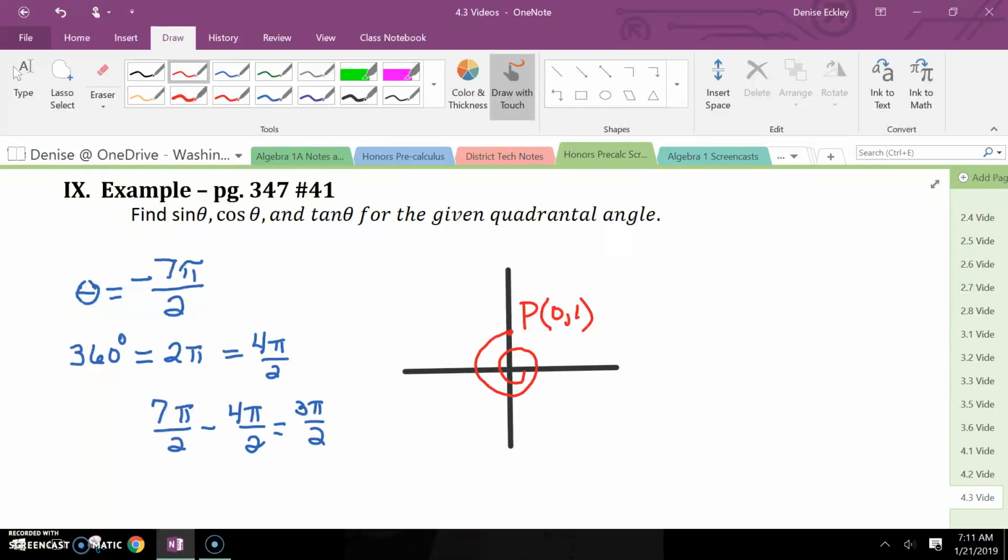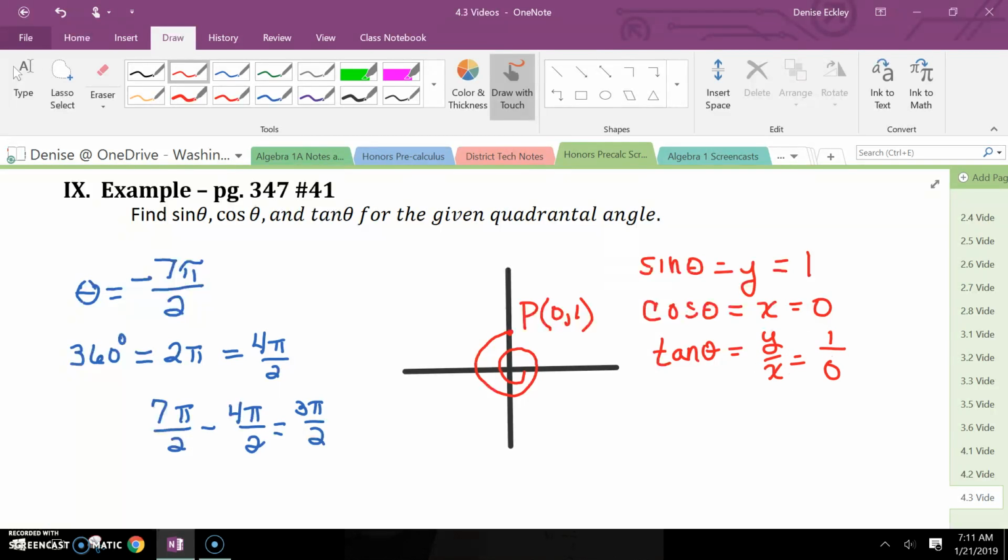So sine of theta is going to be the y value at that point. So that's going to be 1. Cosine of theta is going to be the x value at that point, which is 0. And tangent of theta is going to be y over x, which is going to be 1 over 0. And that, of course, is undefined. So there is no tangent value at that point.